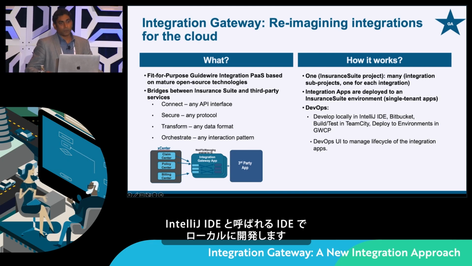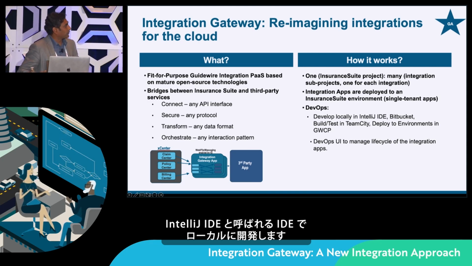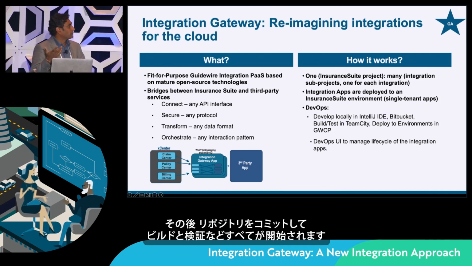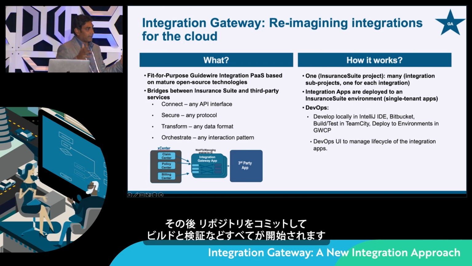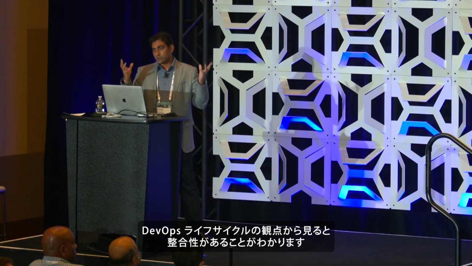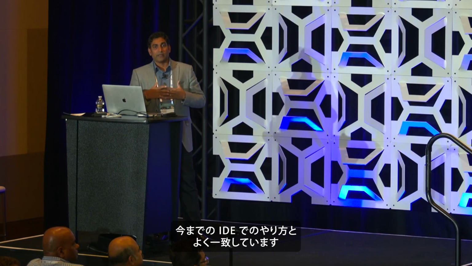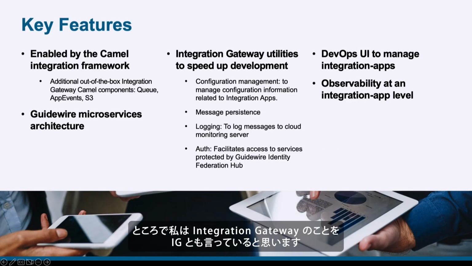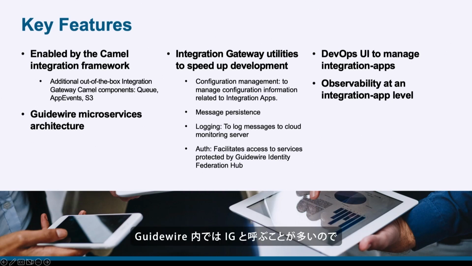You develop locally in your IDE, we call it intelligent IDE. Once you do that, you commit to your repo, and that kicks off the build and validation and everything, and then it's deployed as a single tenant app in your environment, right? So you can see the DevOps lifecycle is very aligned with how you've been working with IS. By the way, I might use integration gateway and IG interchangeably. We call it IG passionately within Guidewire, so I'm used to that.